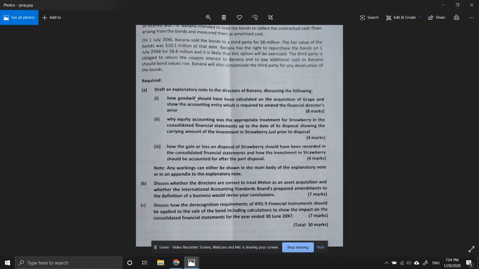So what we are required is to draft an explanatory note to the directors of Banana discussing the following: how goodwill should be calculated on acquisition of Grape, and the accounting entry which is required to amend the financial director's error. Okay, the goodwill as there has been an error, and then what are the accounting entries. So why equity accounting was the appropriate method for Strawberry in consolidated financial statements up to the date of disposal, showing the carrying amount of investment in Strawberry just prior to disposal.